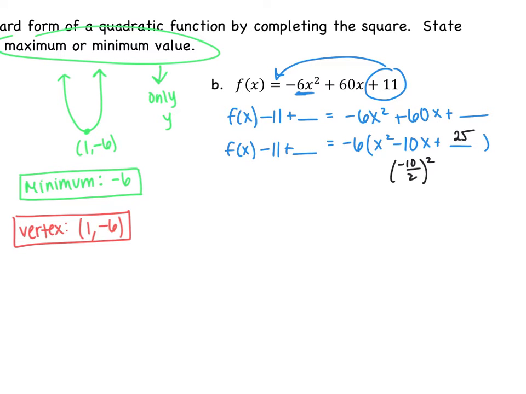Okay, here's where I need us to be careful. On the right side, we didn't really add 25 because we still have that negative 6. So you have to picture distributing the negative 6. Negative 6 times 25 is negative 150. So that's really what we added. We didn't add 25. We added 25 times negative 6, which is negative 150. That's what needs to go here then. So that number is the negative 6 times the 25.